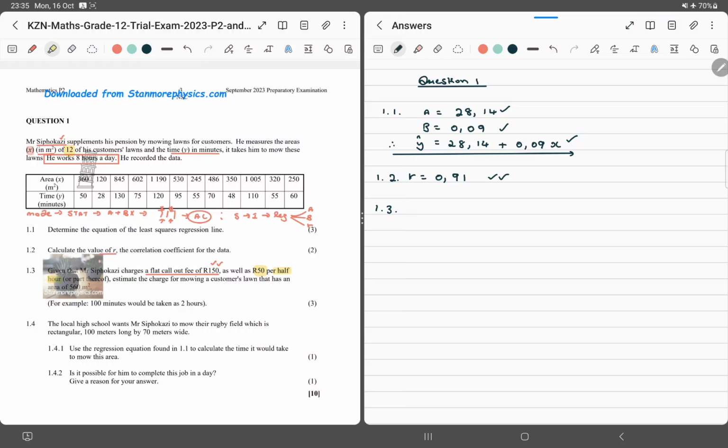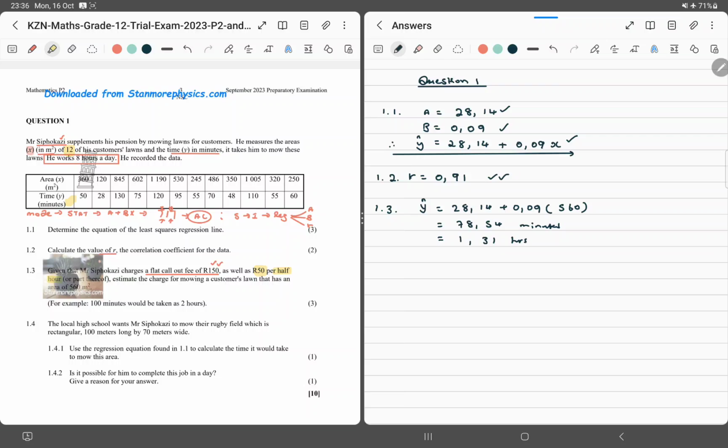So 1.3, we know that y hat is going to be 28,14 plus 0,09 into 560, right? Because that is the x value. But remember, this is in minutes, so it's going to give us this in minutes. So let's see. We've got 28,14 plus 0,09 into 560. So what do we get? I'm getting 78,54 minutes, which when we divide by 60 minutes to make up an hour, because we know he charges per half an hour, this becomes 1,31 hours, meaning it's 1 hour and 30 minutes, some change.